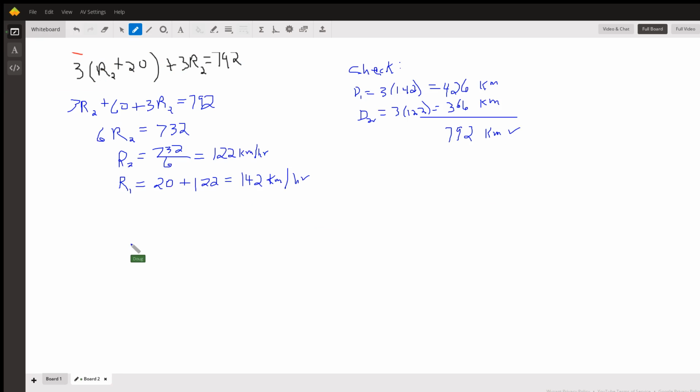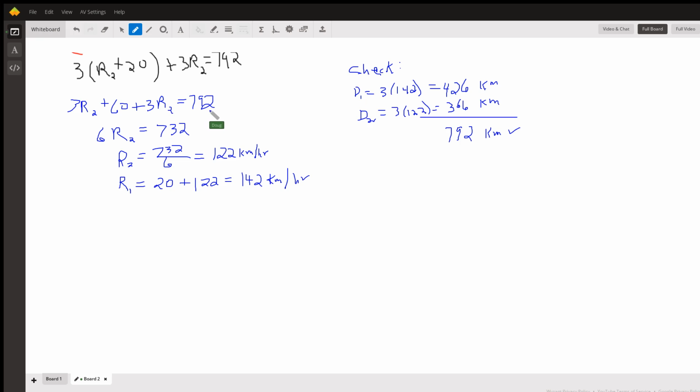And on board 2, I went ahead and solved it. So there's what we get. We're down to one equation, one variable. A couple ways to solve it from here. You could divide every term by 3 right now, but I'll go ahead and distribute this 3, removing the parentheses, distributive property. 3r sub 2 plus 60 plus 3r sub 2 equals 792.